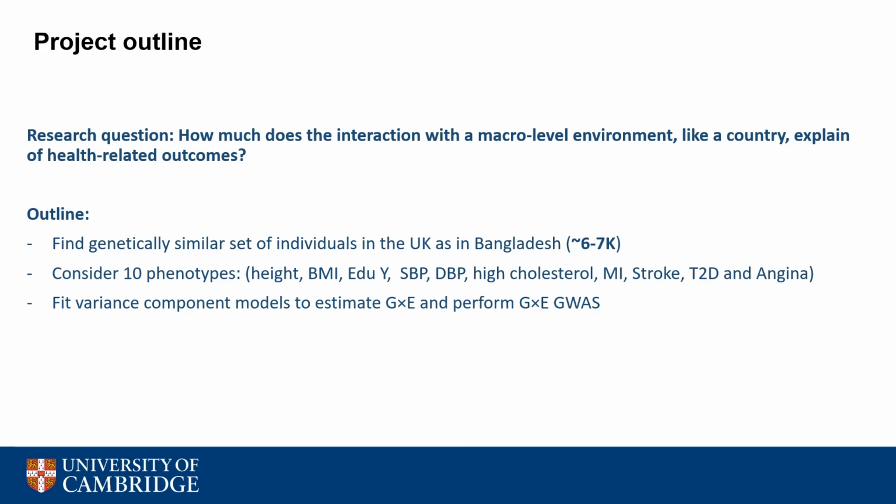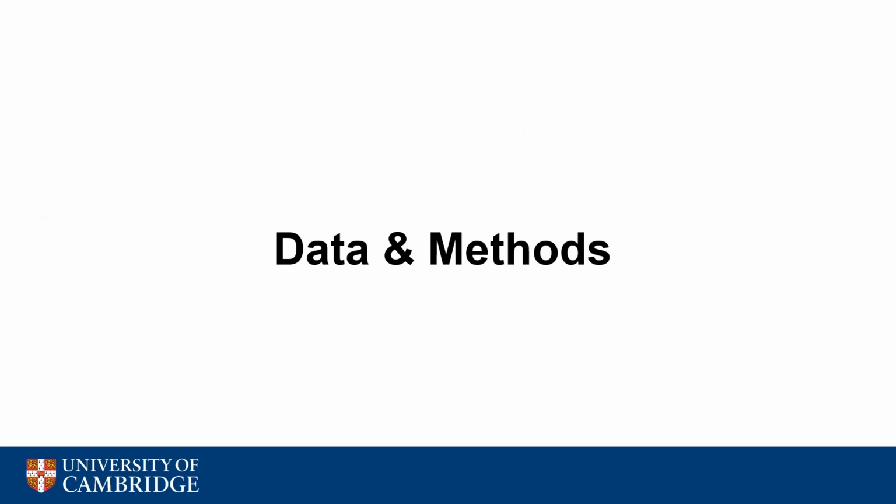First, identify individuals in the UK genetically matched as close as possible to those in Bangladesh. Then, find some interesting phenotypes that are common between the datasets. And then finally, fit some models like variance component analysis and GWAS to investigate G/E effects. Okay, let's move on to having a more in-depth look at the datasets and the methods I've used.